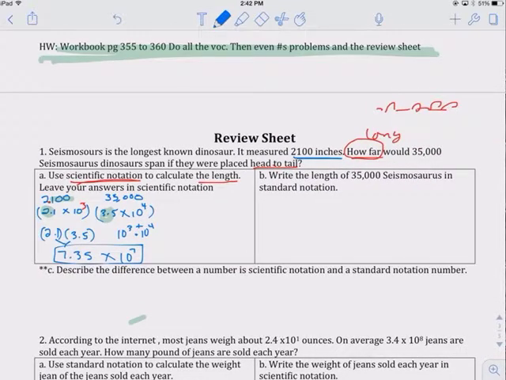And then they want to write the length of this many dinosaurs in standard notation. What's standard notation? Normal. So, do you see how I'm annotating? It helps me. The one in a normal number. So they want 7.35 times 10 to the 7th power to be normal. Okay? You can do this order of operation. There's two ways to do this. You can take this to the calculator and put 10 to the 7th power.